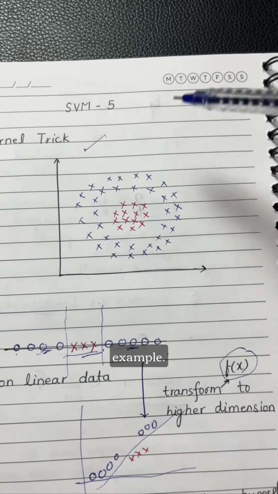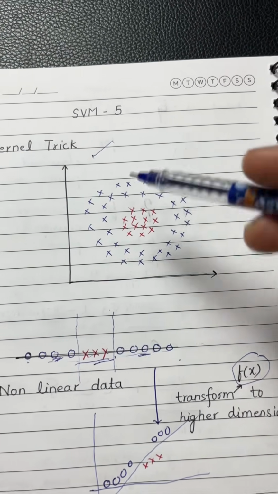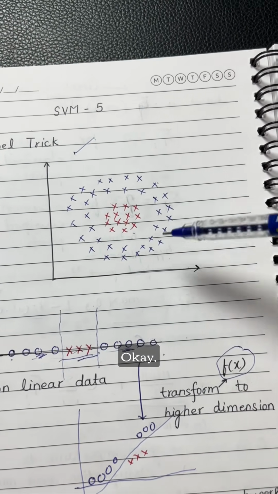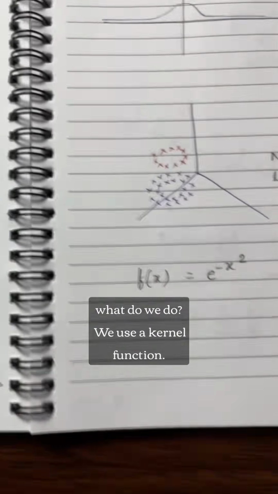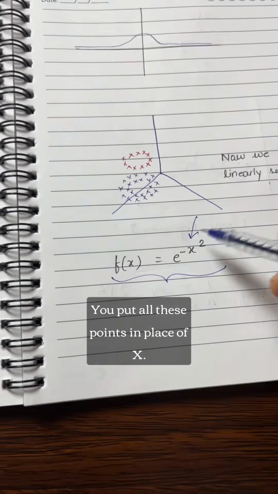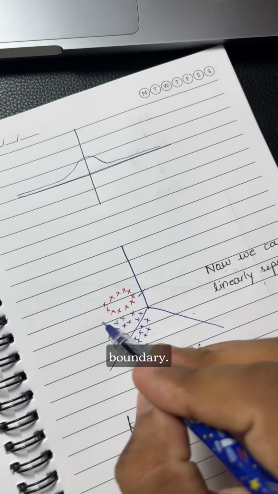Let's see one more example. These are concentric data points. You can clearly see you cannot create a hyperplane which can easily classify these red points from blue points. So what do we do? We use a kernel function. The kernel function looks like this. You put all these points in place of x. This comes down and this red circle goes up, and now you can see a clear boundary, and then you draw a hyperplane.